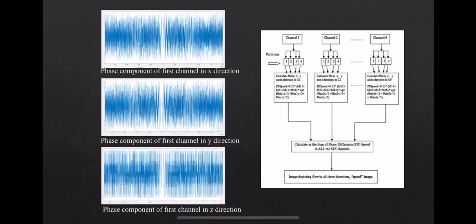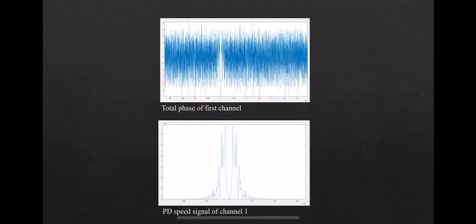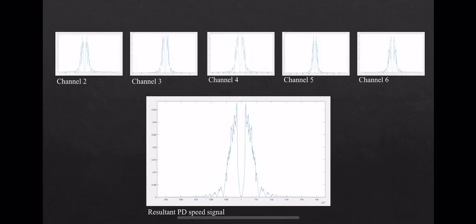For the phase difference case, I used the same signals for partitions and separated their phases. Phase components of the first channel in different directions are shown here. Again, by using these components in MATLAB, I obtained the PD speed signal for the first channel. After repeating the same procedure for all channels, I obtained 6 PD speed signals, and finally by adding them, the resultant PD speed signal is illustrated here.